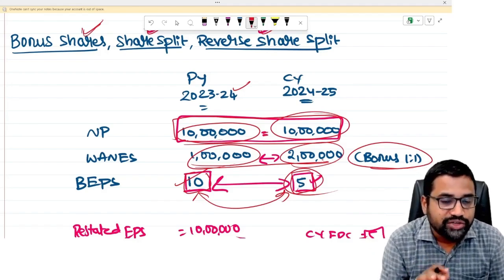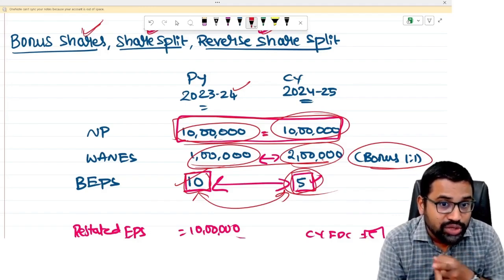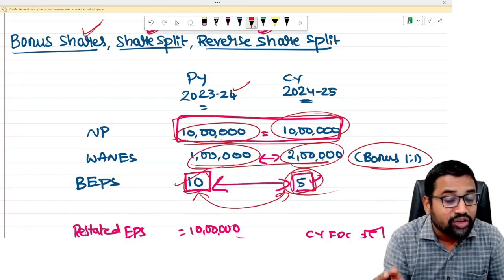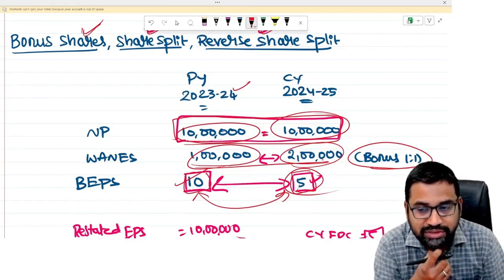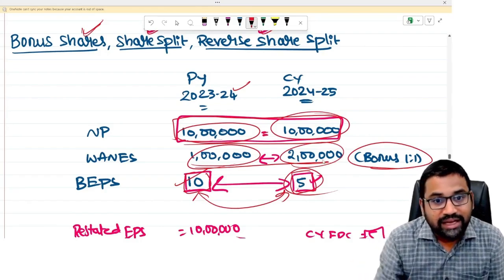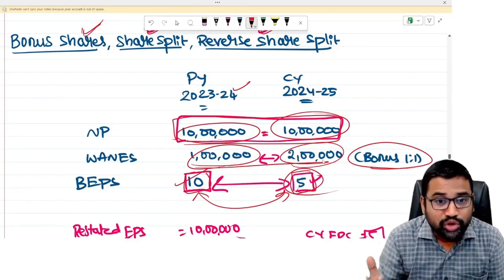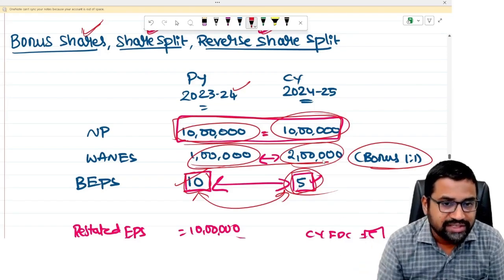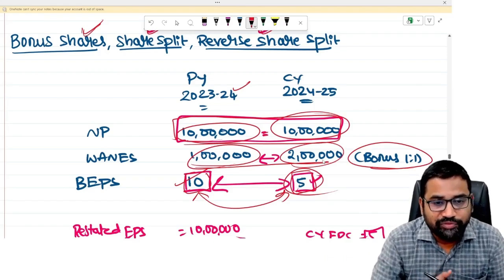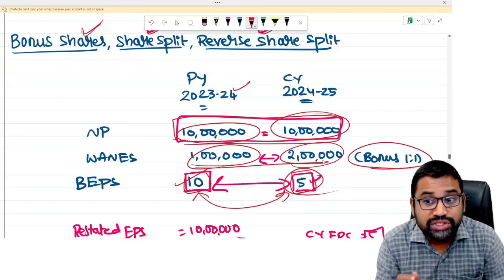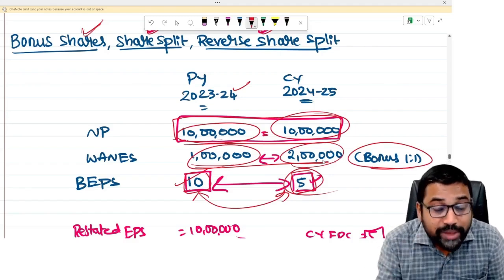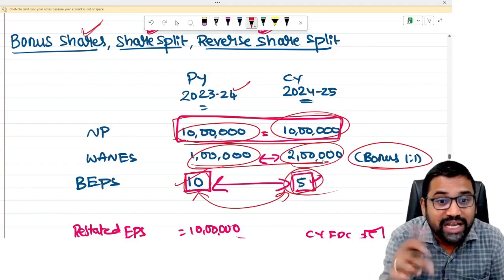Therefore, Accounting Standard 20 says, because of bonus shares, there is an increase in the number of shares, but there is no effect on the net profit or loss attributable to equity shareholders. Therefore, users may be misled that the company performance is not good. Because of bonus shares, only the average number of shares is increasing, but there is no corresponding effect on the profit. That's why the standard says in case of a bonus issue, you need to restate the last year EPS also, assuming that this bonus is there from the beginning of the last year.